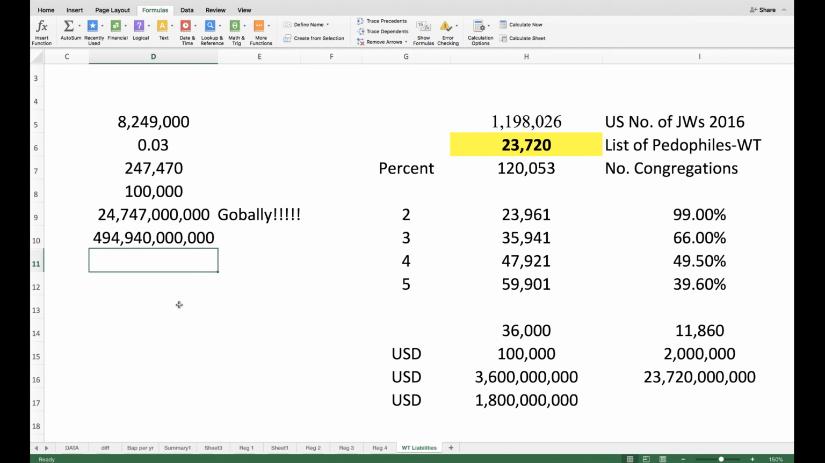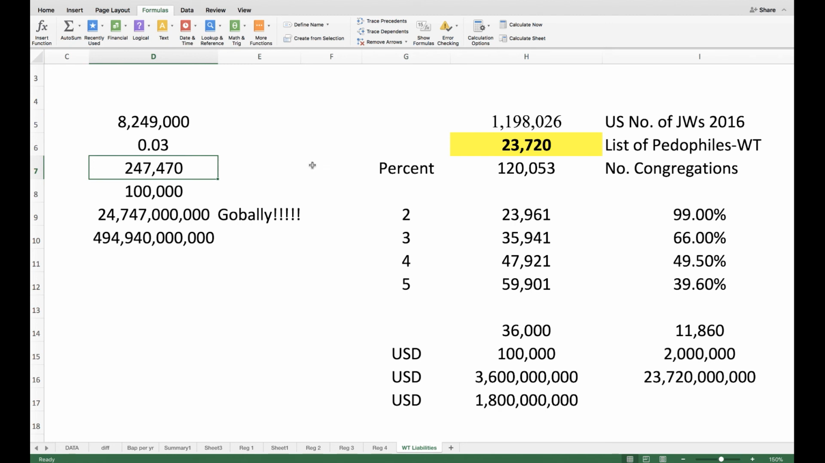They can't afford to be losing these numbers of cases. And again, if they settle for $100,000 and there are 247,000 people around the world they have to settle with, that is $25 billion. There is no way that Watchtower can survive that. No matter how big they are, no matter how much money they have accrued over the years, tax-free, that is a staggering amount of money that they are potentially ready to pay. This is a hydrogen bomb that's ticking that they are sitting on.